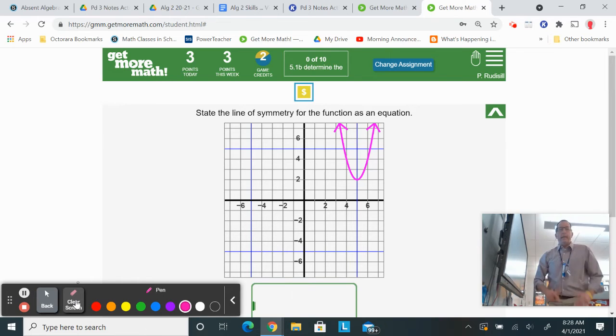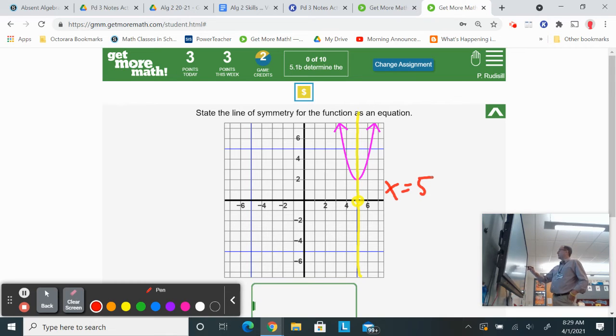Now this one here already has a parabola drawn. It says state the line of symmetry. Well, the line of symmetry is going to be where you can fold that parabola on top of itself, and that's where x equals 5. So my equation should be x equals 5, because that's where the line of symmetry is, right here.